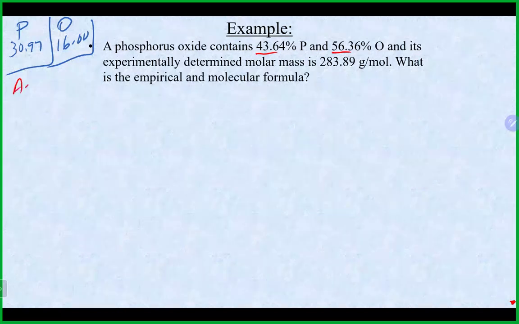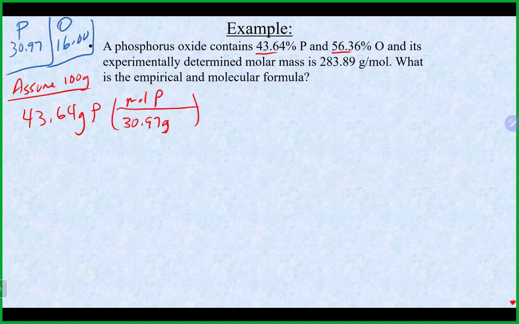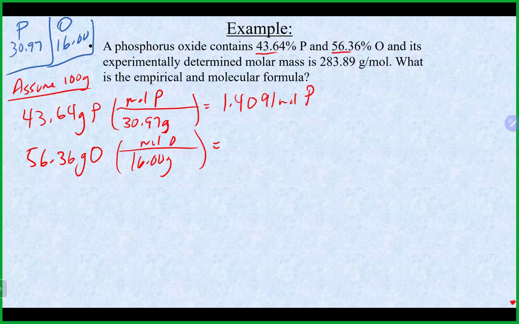So we could assume 100 grams. And in this particular case, that would make us 43.64 grams of phosphorus, which we'll use the molar mass of phosphorus from the periodic table to convert it into moles. We'll do the same thing here for our oxygen, 56.36 grams of oxygen. We'll divide it by 16 grams per mole for our oxygen. That's going to get us here 1.4091 moles of phosphorus and 3.5225 moles of oxygen.